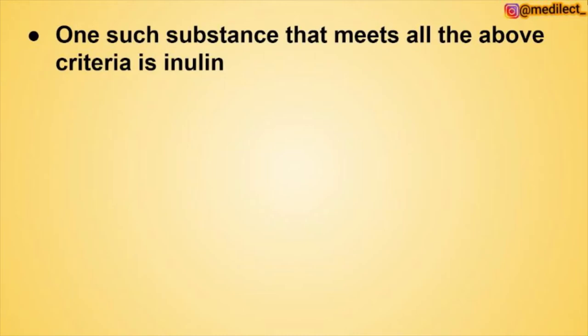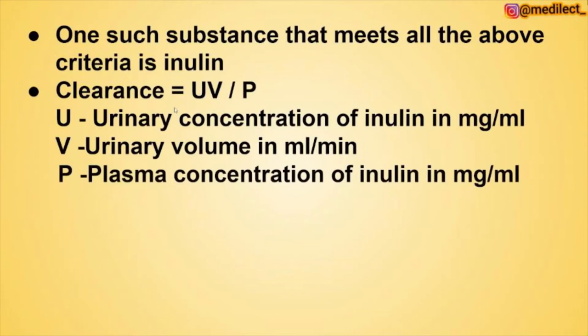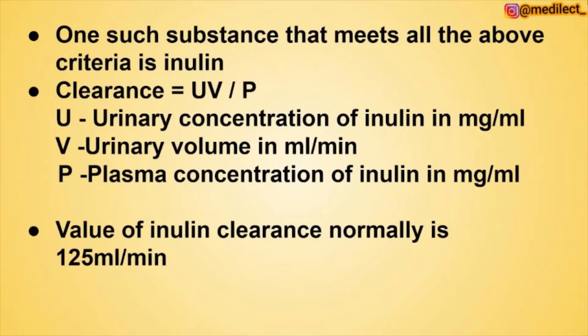Now, how is this inulin clearance calculated? It is calculated by infusing it at a steady rate and maintaining its concentration in the blood. It is then determined by this equation, UV upon P. This equation is used to calculate the inulin clearance in the body, and is a very important part in the renal function tests also. The value of the inulin clearance is normally 125 ml per minute. And if you remember, the GFR normal value is also 125 ml per minute.